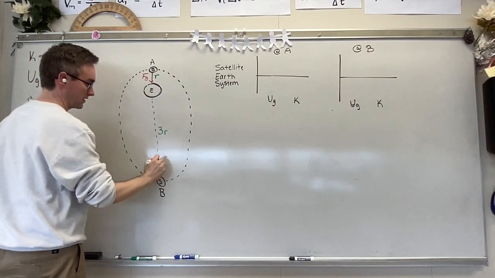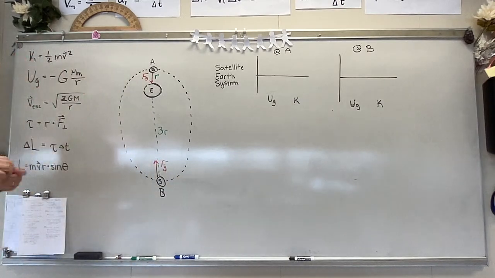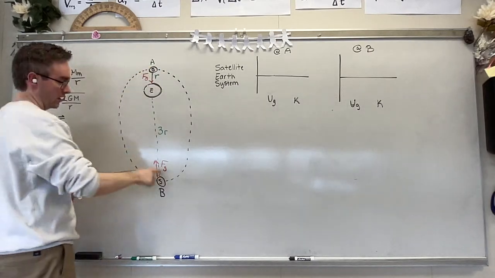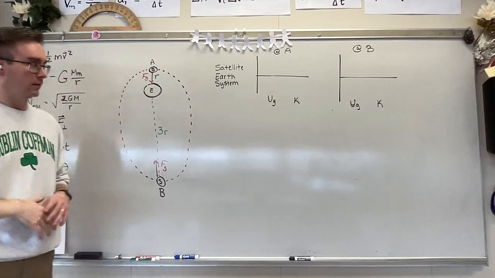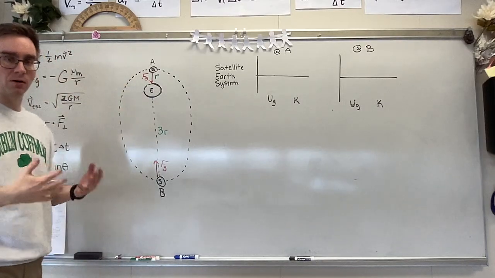It's the only force that's acting on this here. It's acting as the centripetal force as it goes around. But on one side, we'll call that distance r. And on the other side, all the way far away, the distance is 3r. All right, so let's think about what we have here. Let's just focus at point A right here.